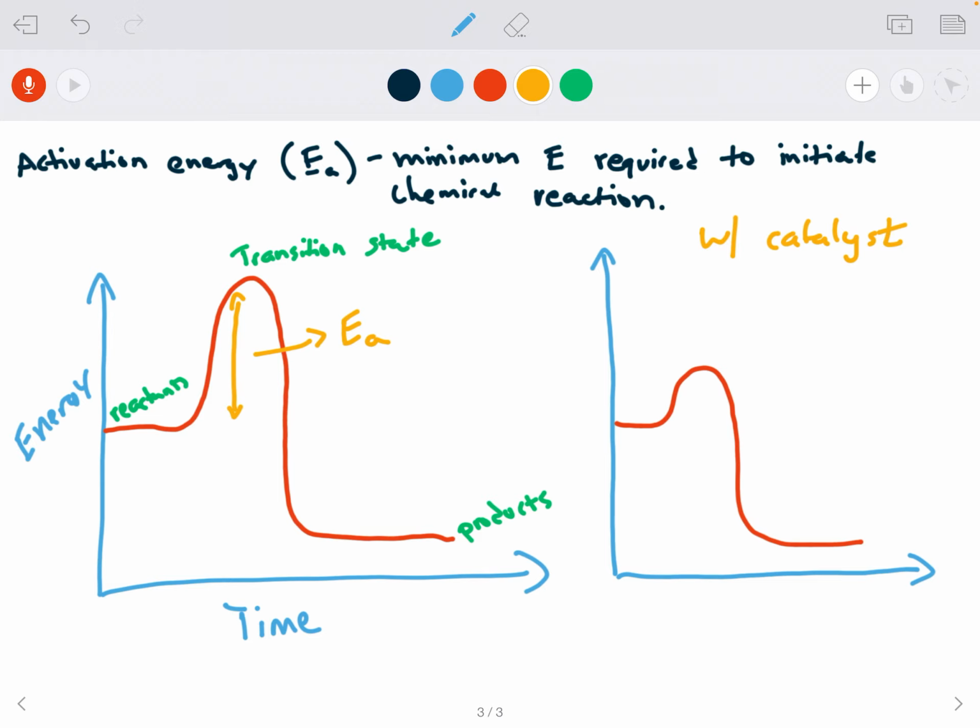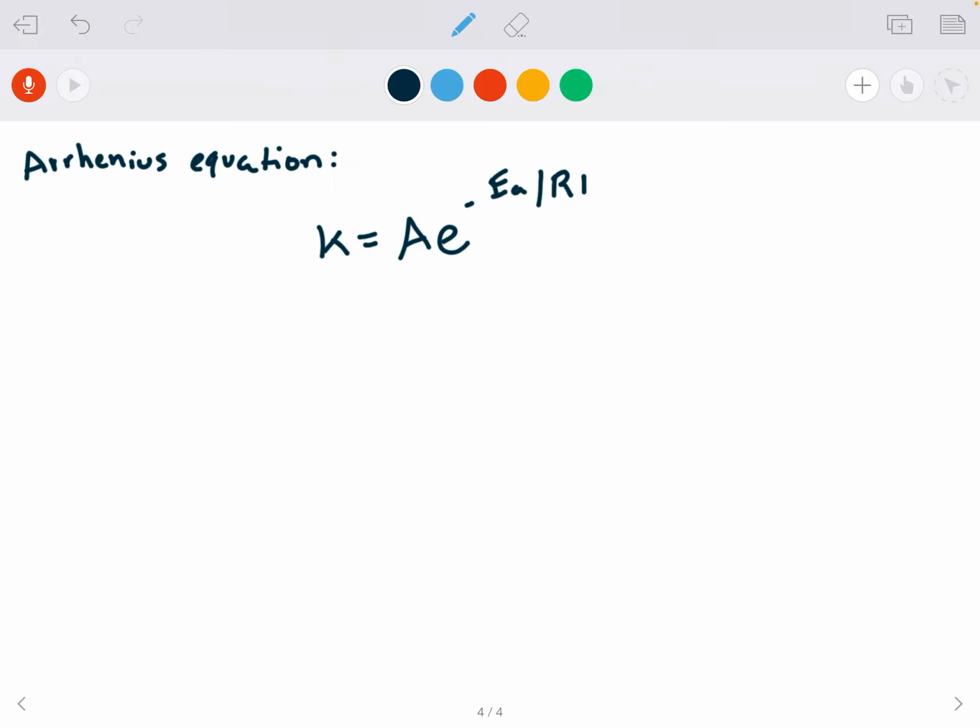Now, how can we relate all of these different variables together? We do that through the Arrhenius equation. So the Arrhenius equation is as follows. k is equal to A times e to the negative Ea over RT. So k being the rate constant, right? So I'll define all the terms. k is the rate constant. A is equal to the frequency factor.